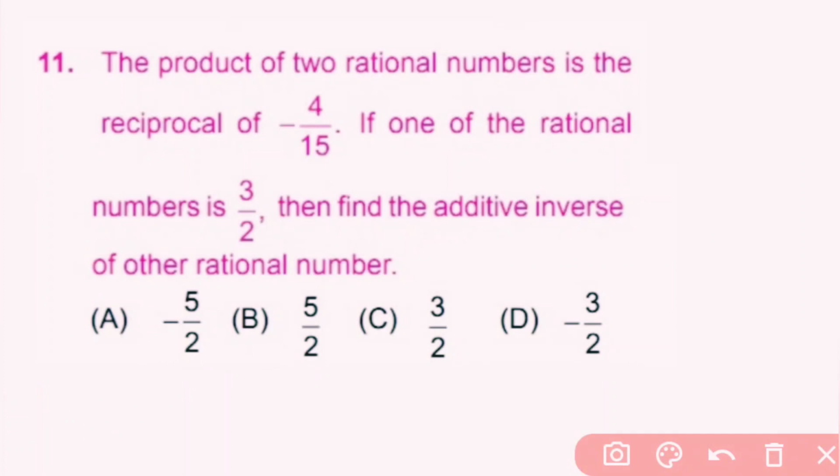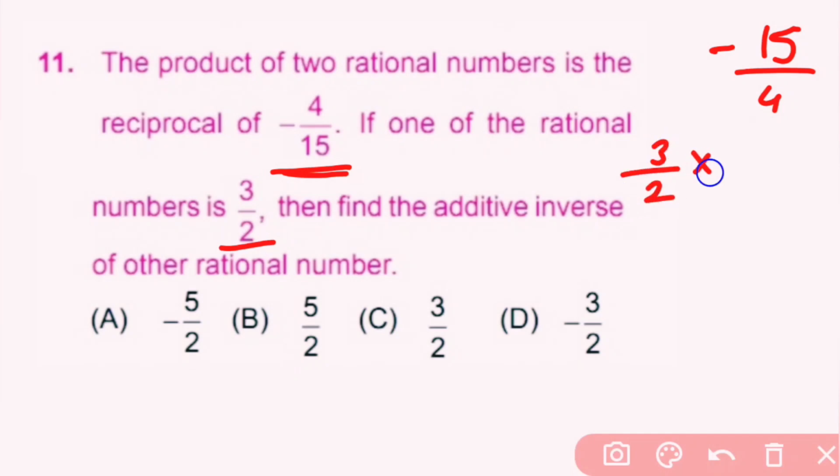Let's start with question number 11. The product of two rational numbers is the reciprocal of minus 4 by 15. If one of the rational numbers is 3 by 2, then find the additive inverse of the other rational number. So here, given the product of two rational numbers is the reciprocal of minus 4 by 15. Means the reciprocal is minus 15 by 4. And one number is 3 by 2.